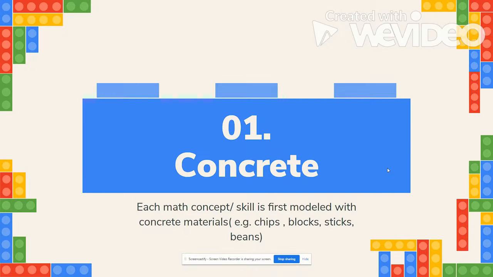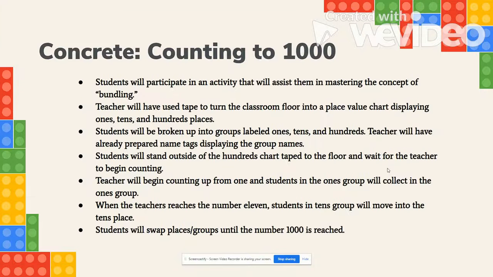In the concrete stage, we use concrete materials for manipulatives like chips, blocks, sticks, or beans. So here's a lesson to try. The students are the materials. The teacher will use the place value chart that's taped to the floor in this lesson too. Students, again, will be labeled as ones, tens, or hundreds. The students will stand outside of the chart, and the teacher will begin to count up from 1.